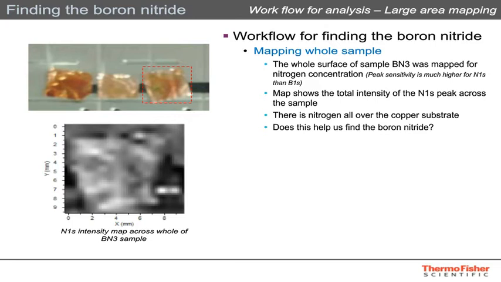The bottom image on the slide shows a total nitrogen intensity map, which seems to indicate that there is actually nitrogen everywhere. Does this mean that the boron nitride is also distributed all over the copper coupon?